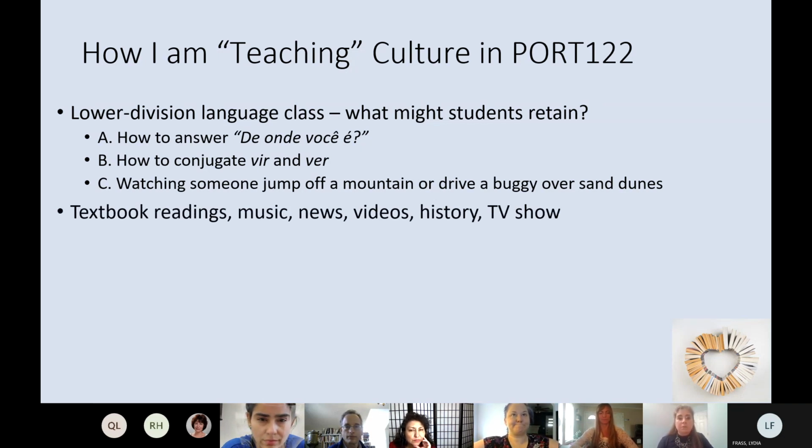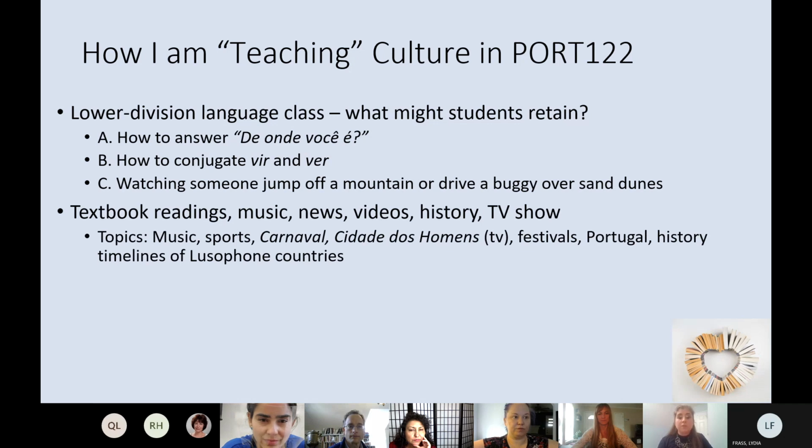We use the textbooks, they look up songs, look up news, look up videos, look up history, and I also have a TV show I have them watch. This semester, the topics are music, sports, carnival, a TV show, festivals in Brazil and throughout the Lusophone world.